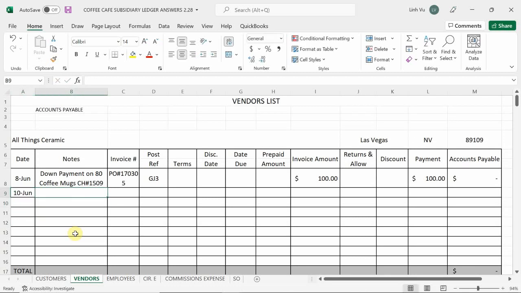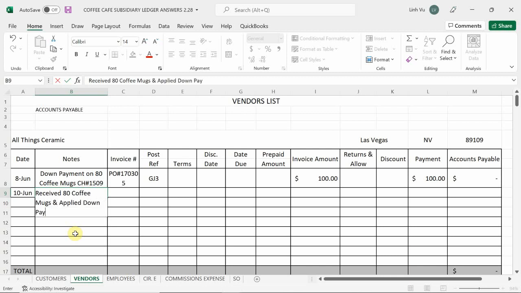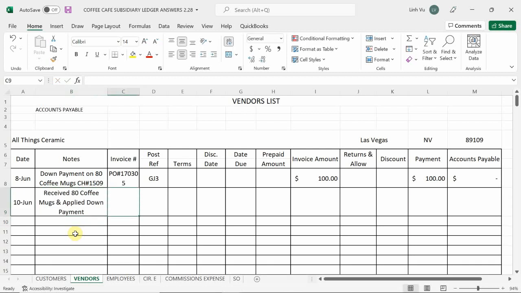And now you could actually say, I received 80 coffee mugs. Okay? And applied down payment. So, what was my invoice number? 126. General Journal page 3 still. Terms. I was given terms, right? It was 1%, 10 days, net 20.